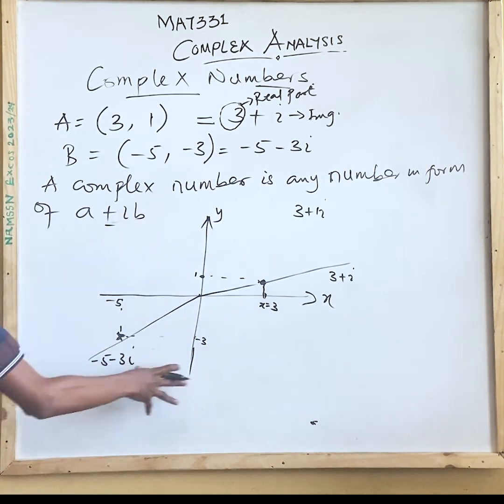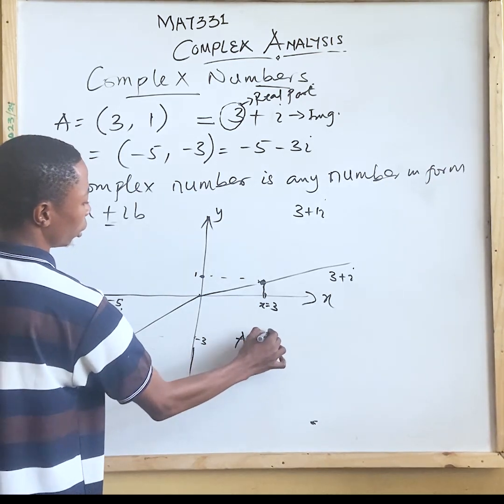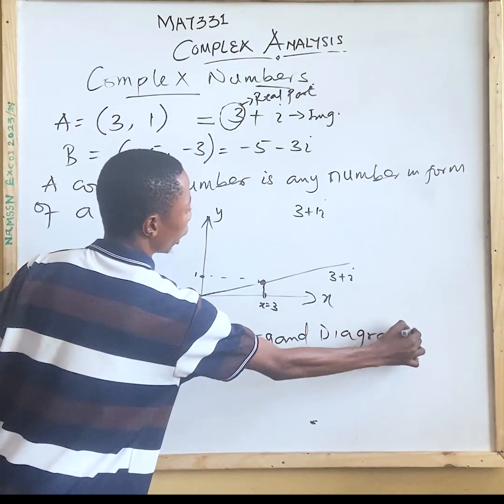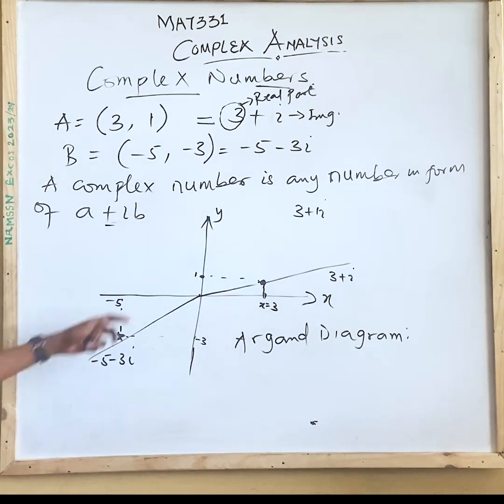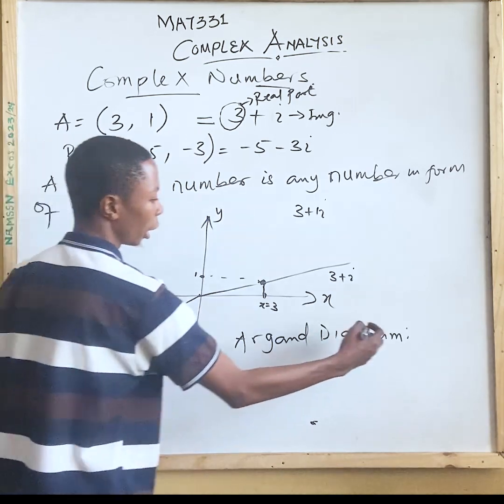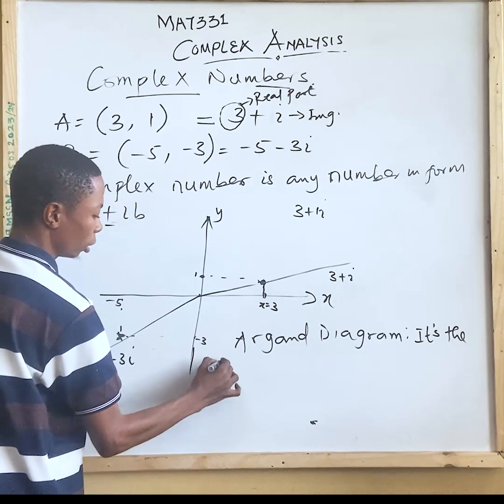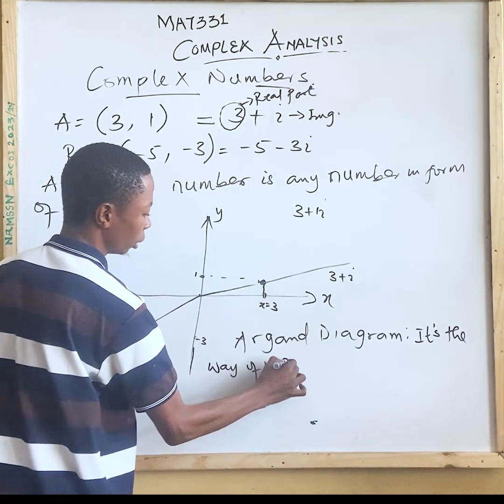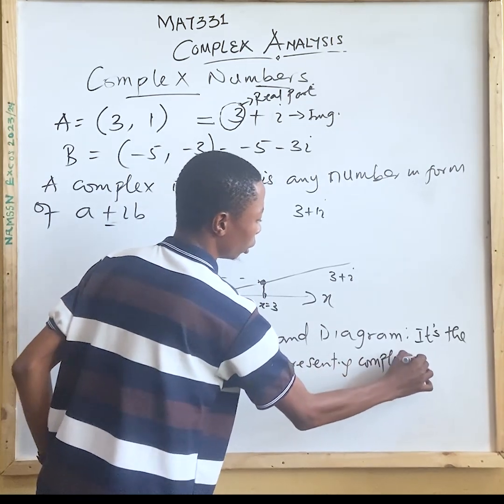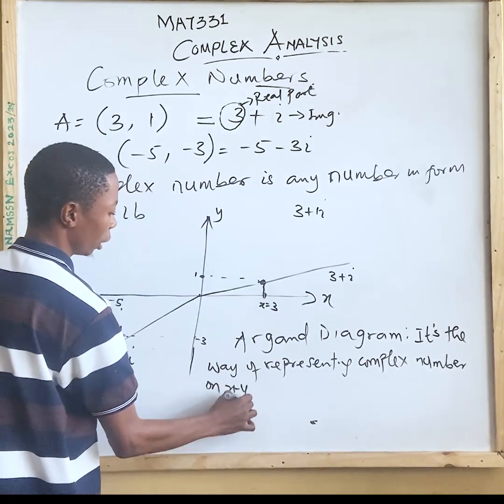So this diagram that I drew now is what is called an Argand diagram. An Argand diagram is a way of representing complex numbers on the xy plane, like plotting them on a graph.